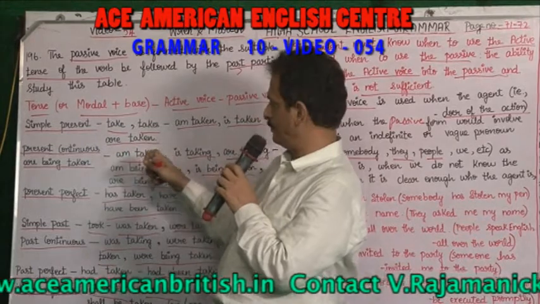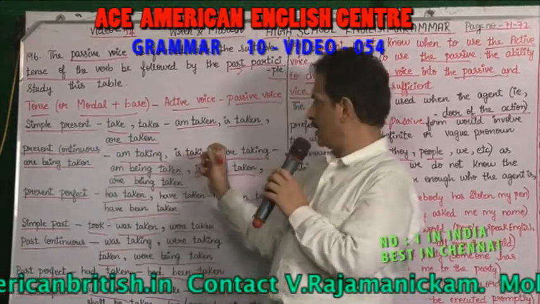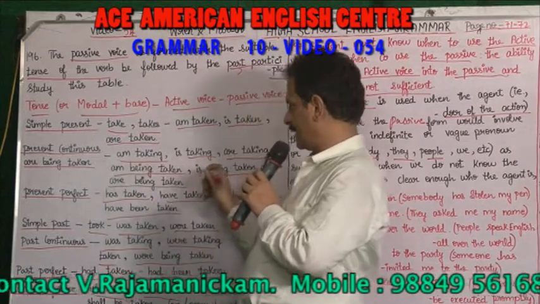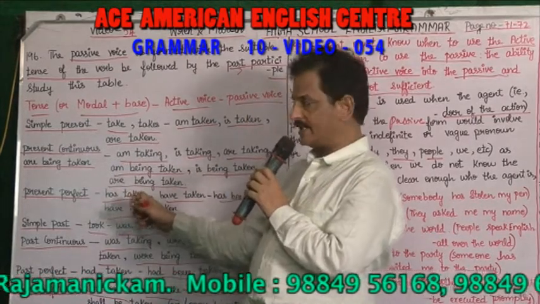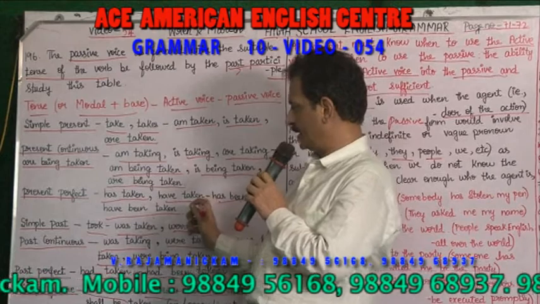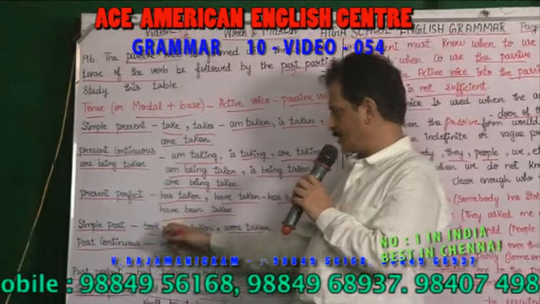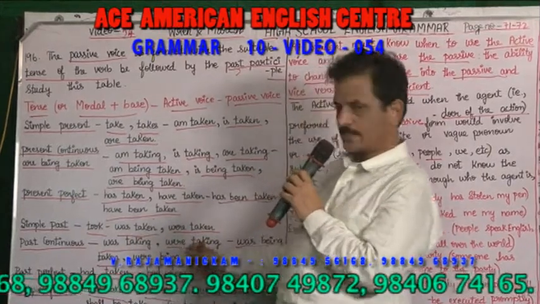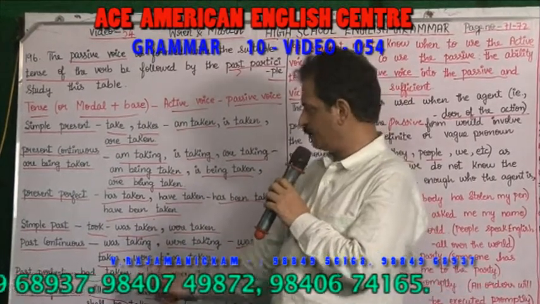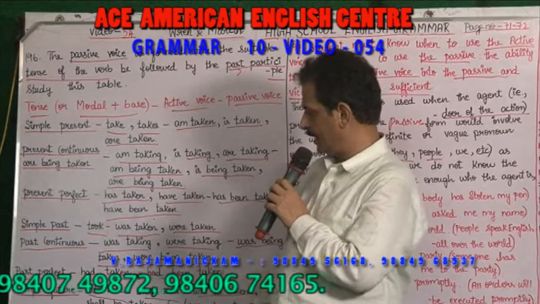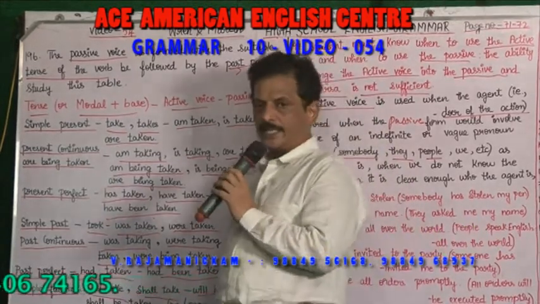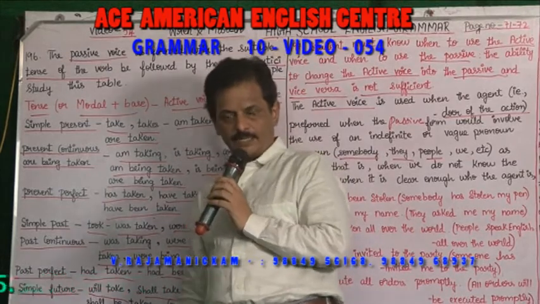Present continuous, I am taking, is taking, are taking, changes into I am being taken, is being taken. Present perfect, has taken, changes into have been taken or has been taken. Simple past, took, changes into was taken. Past continuous, was taking, changes into were being taken. Past perfect, had taken, changes into had been taken. Will take changes into will be taken. Can take changes into can be taken.